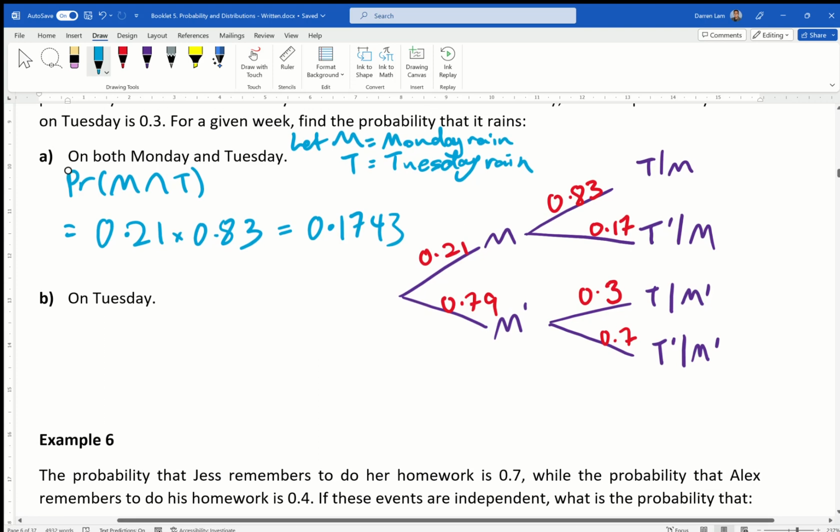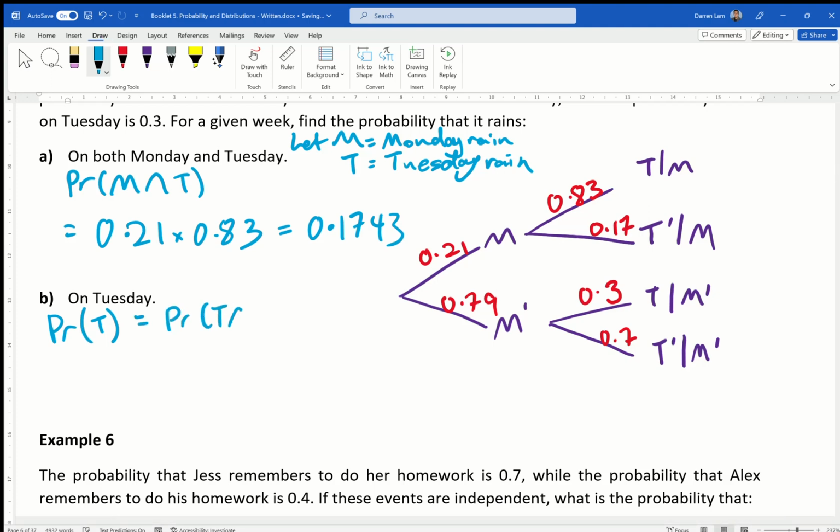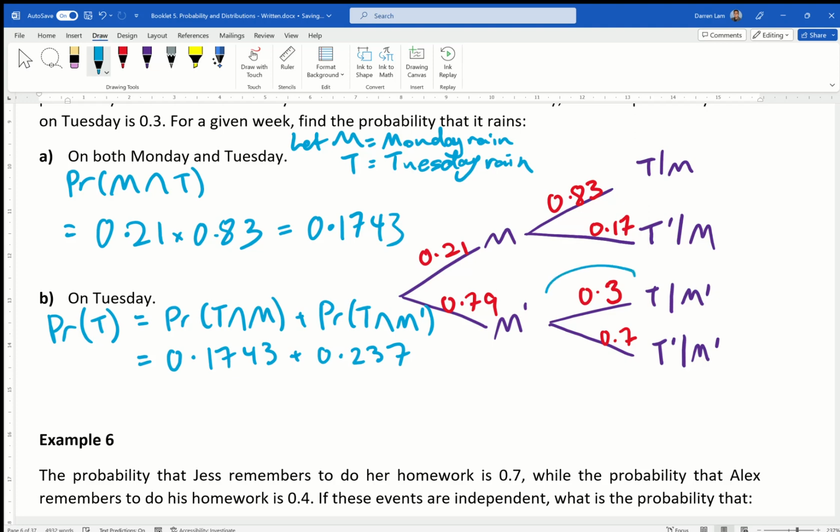The probability of raining on Tuesday would equal the probability of Tuesday intersecting with Monday, which makes sense, plus the probability of Tuesday intersecting with not raining on Monday, which will give us an answer of, and I'm going to use the value from above, 0.1743 plus 0.237, and I'm getting that by multiplying out my Tuesday and not Monday, which would give me an answer of 0.4113.